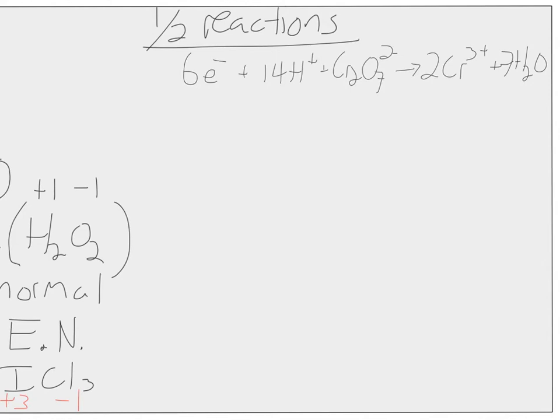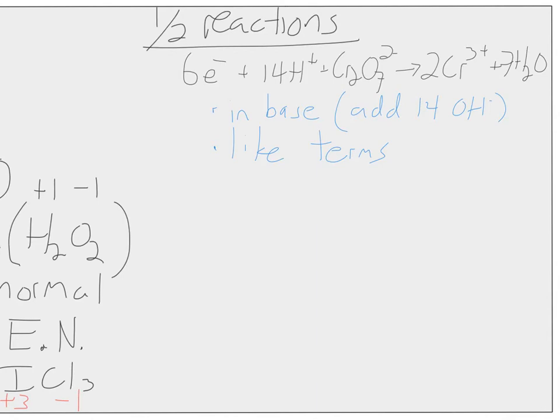We need to be able to balance these in a base. And how we would do that for this one: this one has 14 hydrogens, so we'd have to have 14 hydroxides on both sides. We'd have to combine like terms and cancel out species to get the number of electrons the same on both half reactions if we had 2 half reactions that we were trying to add together. So given a half reaction, you want to be able to balance it and then take 2 half reactions and add them together based on the number of electrons they have.